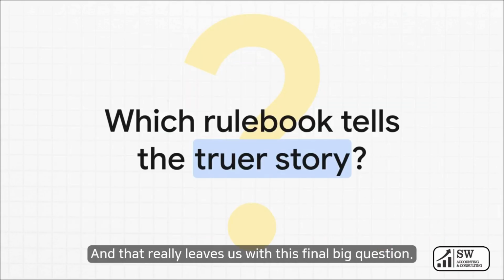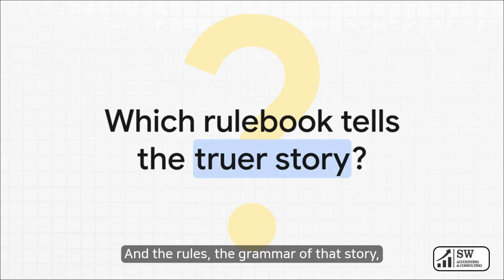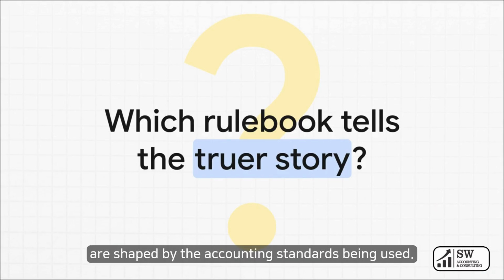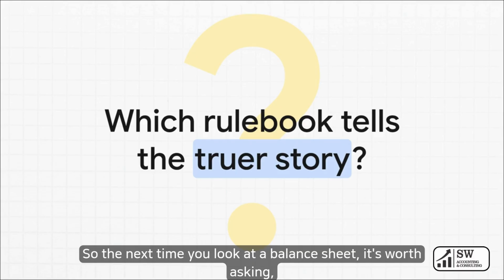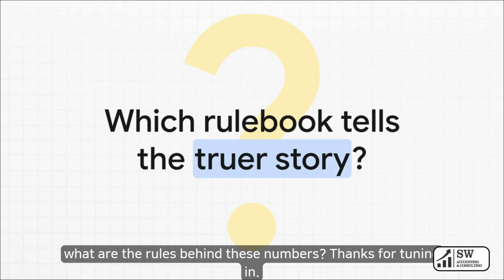And that really leaves us with this final big question. All these technical rules prove that financial statements aren't just a perfect photograph of a business. They are a story. And the rules, the grammar of that story, are shaped by the accounting standards being used. So the next time you look at a balance sheet, it's worth asking, what are the rules behind these numbers?